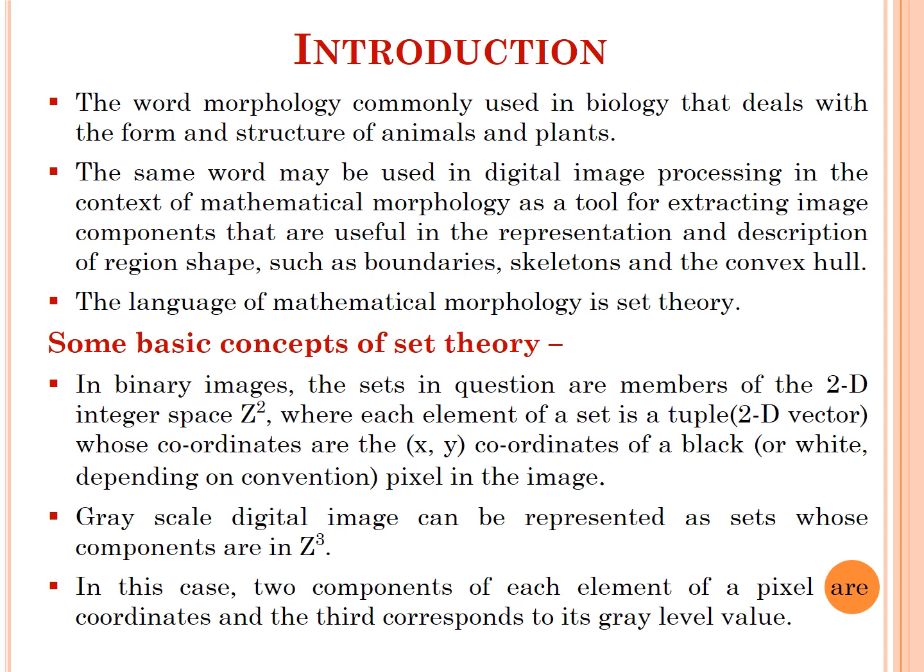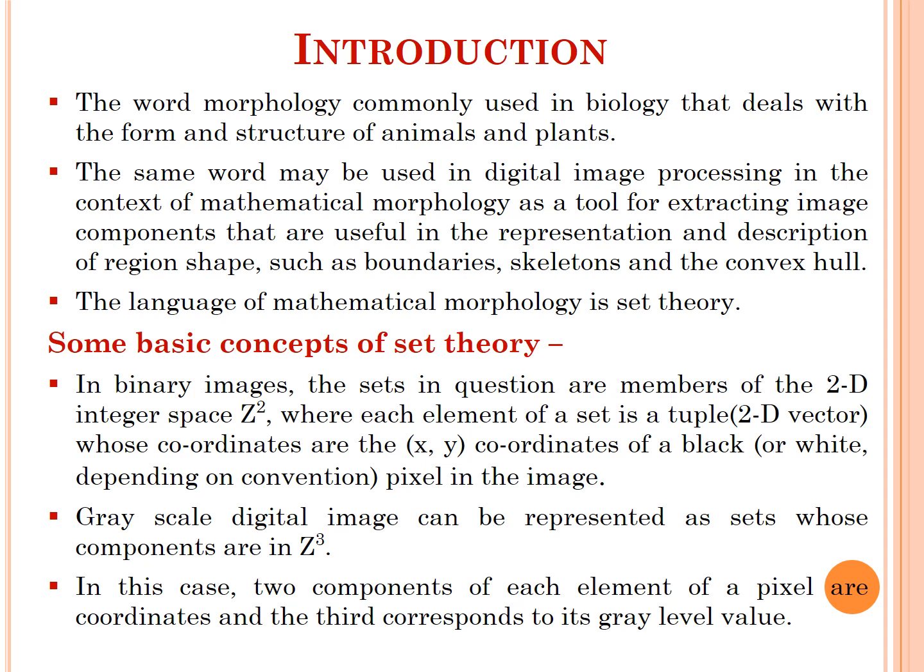The basic concepts of set theory: in binary images, the sets in question are members of two-dimensional integer space Z square, where each element of a set is a tuple, that is a two-dimensional vector whose coordinates are the xy coordinates of black pixels or white pixels depending on the convention in the image.